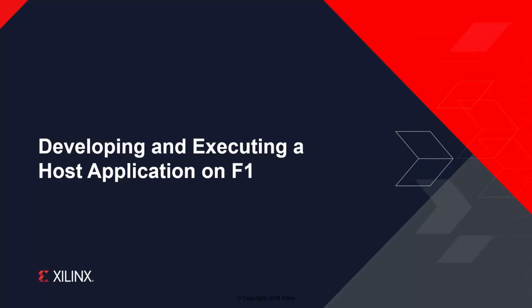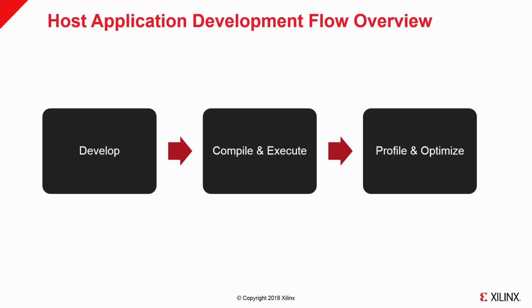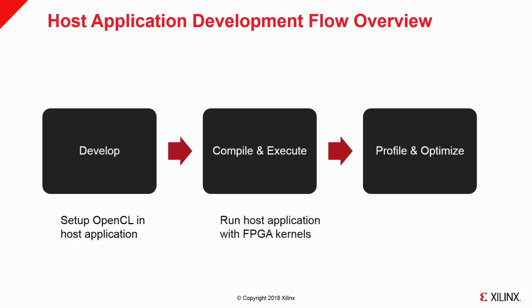During this section, we'll learn about developing and executing a host application on F1. The development flow for the host application can be broken down into 3 steps. In the development phase, you'll be adding OpenCL calls where necessary to interact with the FPGA. Then you will compile and execute the application with the FPGA kernels. Finally, you will use SDAccel analysis tools to profile and optimize your code.